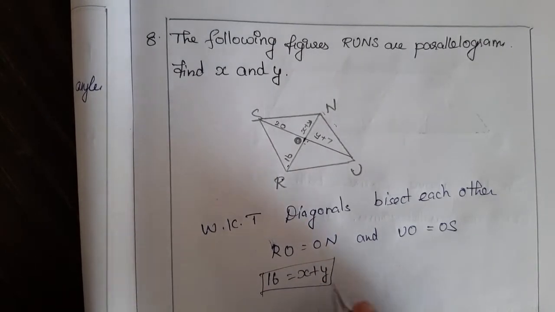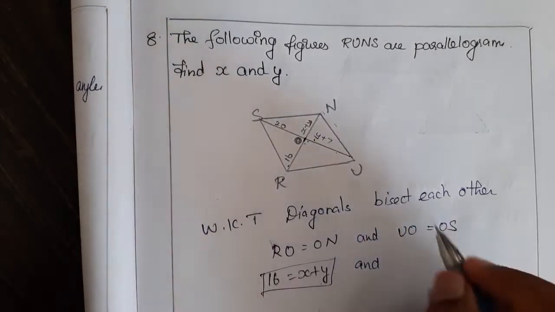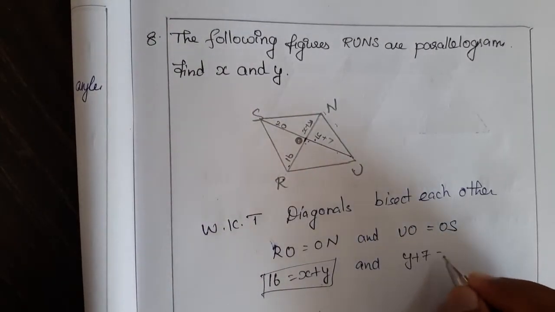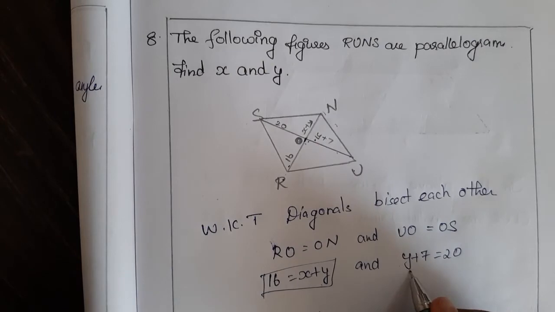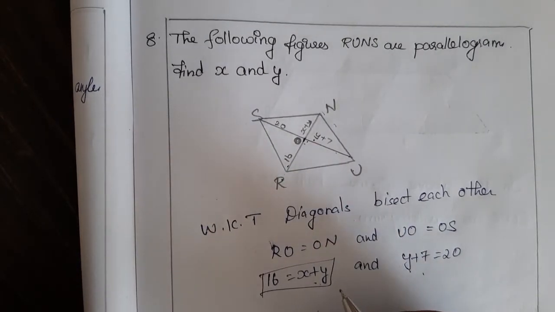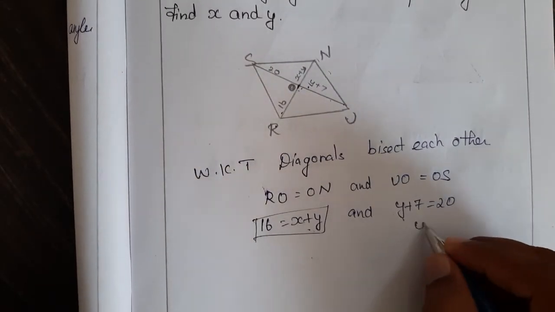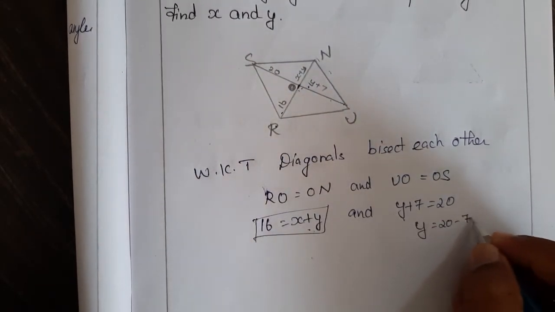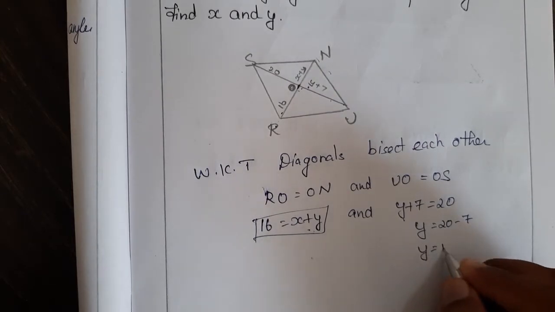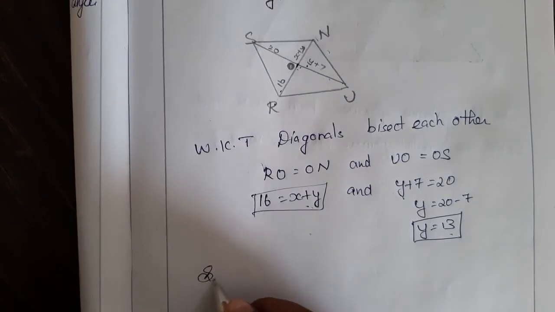Here it is given 16 is equal to x plus y, and here y plus 7 is equal to 20. From this we can find the value of y, and we can substitute here and find the value of x also, right? So y plus 7 is equal to 20. So y is equal to 20 minus 7, that means y is equal to 13. So the value of y is 13.